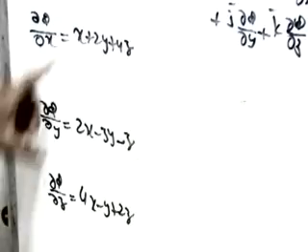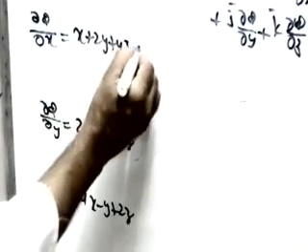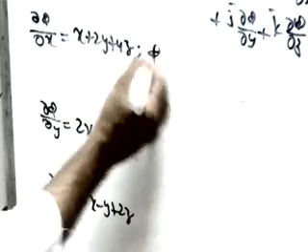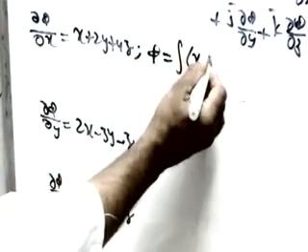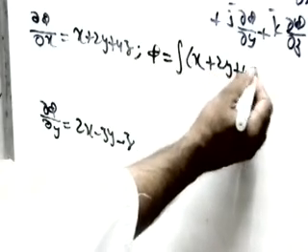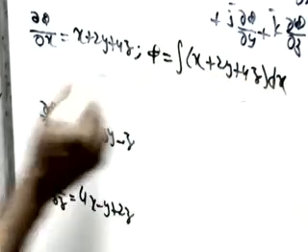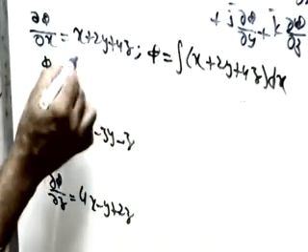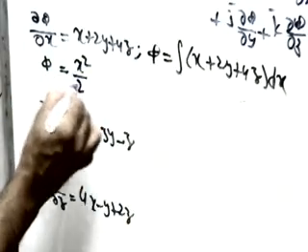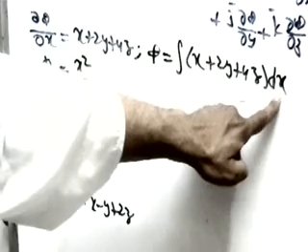If you differentiate with respect to z, you will get phi here. So let me integrate with respect to x. If you integrate with respect to x, integration and differentiation will cancel. Phi equals the integration of x plus 2y plus 4z dx. Now watch carefully: the integration of x will be x squared by 2.